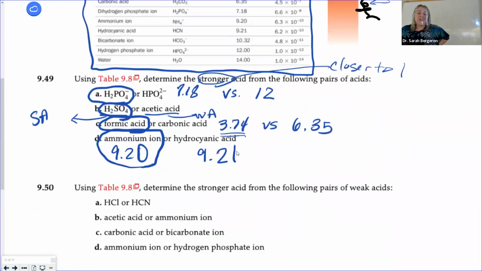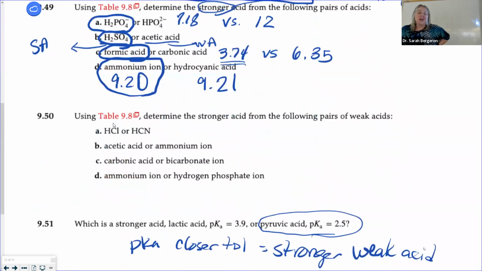Okay, so now we need to be able to look and say which one of these is going to be stronger just by knowing the pKa value. So HCl or HCN. What do you know about HCl? It's not even on there. Why is it not on there? Because it's a strong acid. So do you even need numbers to compare? No, the stronger acid is the strong acid, hydrochloric acid.